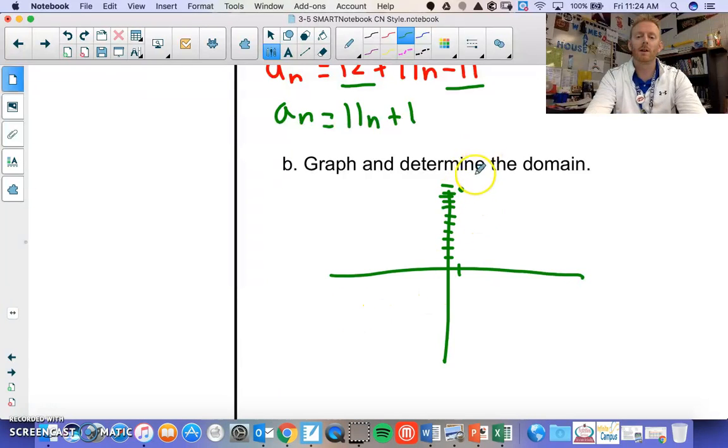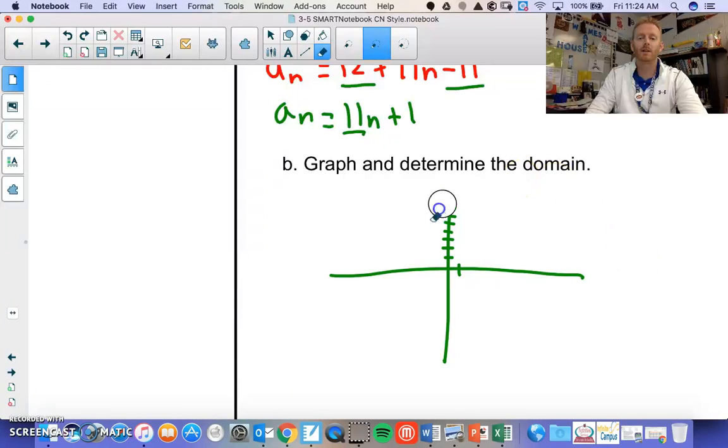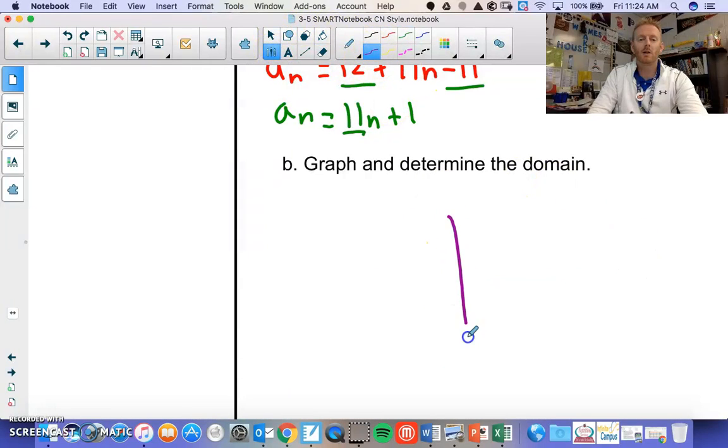So let's just pretend that these all went up at the same slope. A slope is going to be our 11, and it has a y-intercept of 1. So I've graphed that incorrectly. Let's get rid of it. I'm going to start over. So it starts up here at 1, and then has a slope of 11. So we're going to go up 11.